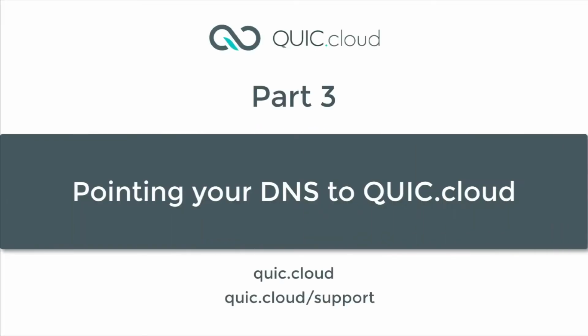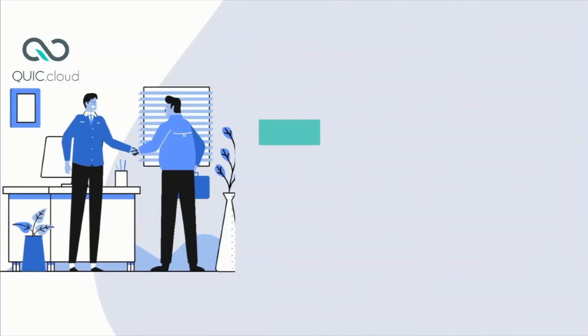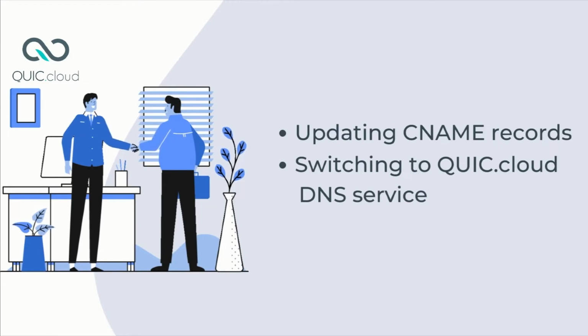In this tutorial, you will learn how to point your DNS to QUIC.cloud. You can point your domain's DNS by either updating CNAME records or by switching to our own QUIC.cloud DNS service. For the purposes of this guide, we're going to assume you wish to use the QUIC.cloud DNS option.